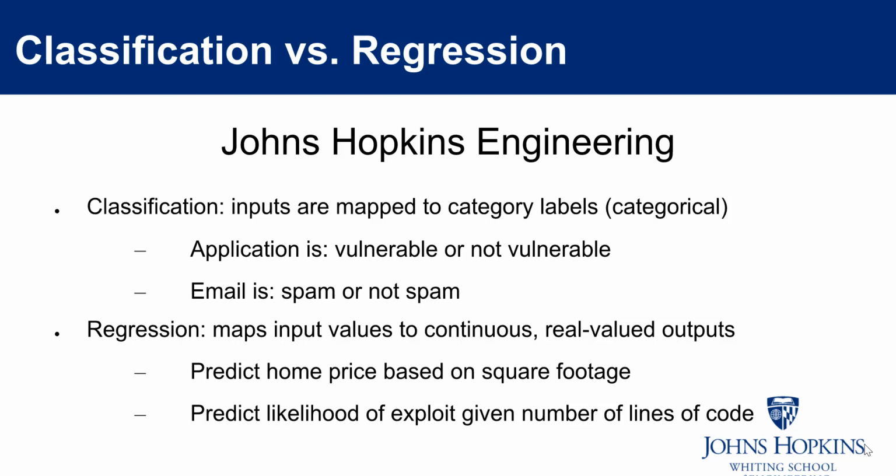Within machine learning, there are two main types of problems that we're interested in solving. One is called a classification problem, and the other is called a regression problem. We're going to talk about both of those right here.